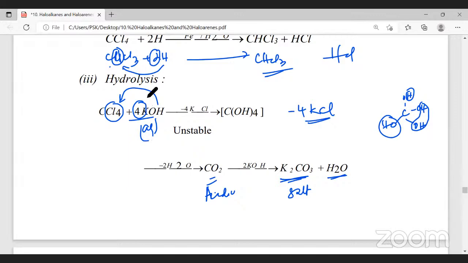So when carbon tetrachloride is hydrolyzed with aqueous potassium hydroxide, the final product formed is potassium carbonate. Next.